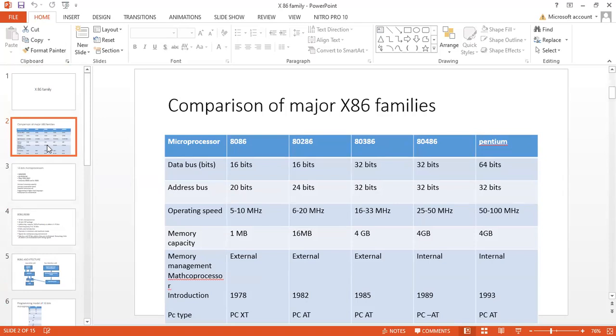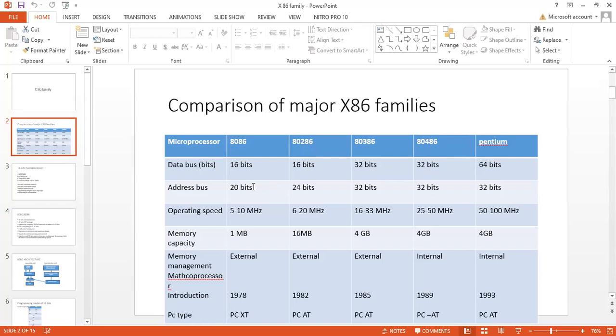Now, in x86 you have 16-bit microprocessors, 32-bit and 64-bit microprocessors. So when you say it is a 16-bit microprocessor, it means it can process that many bits of data, right? So 8086 is 16-bit, that means data bus 16-bit, 80286 16-bit, then 32-bit, 32-bit and 64 bits, right?